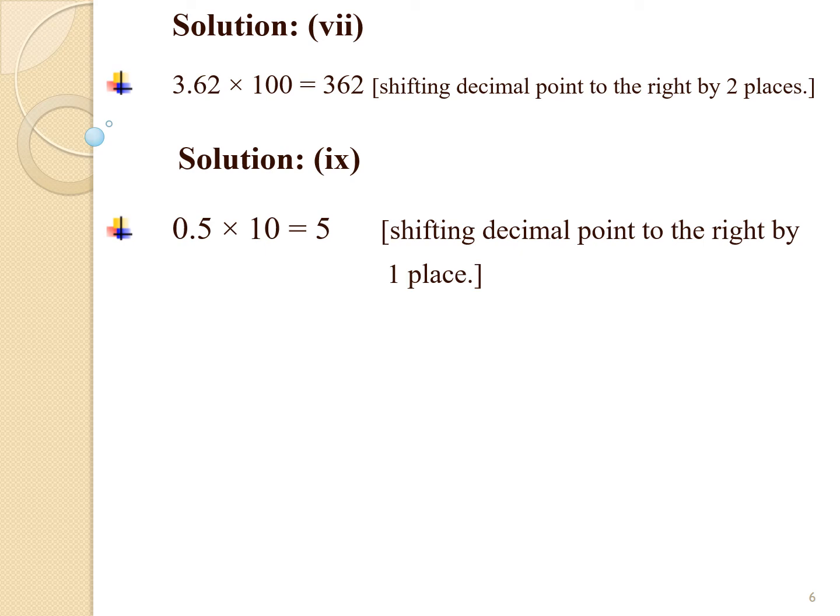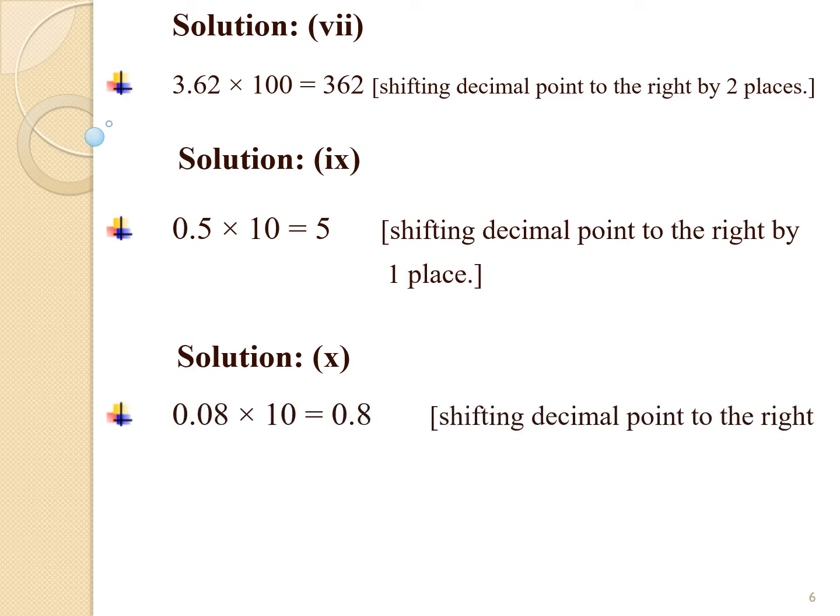Now let us solve sum number 10. 0.08 multiplied by 10. Shifting the decimal point 1 place to the right, we get 0.8. Therefore 0.08 multiplied by 10 is 0.8.